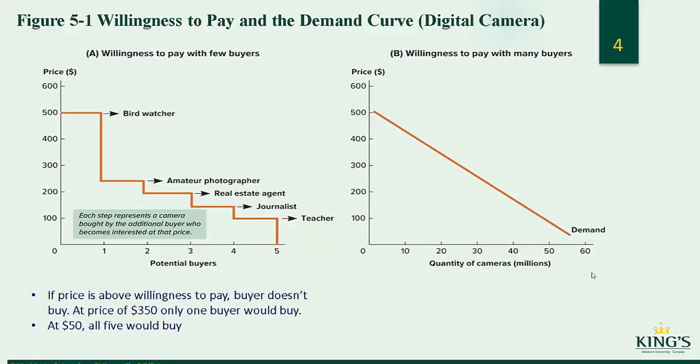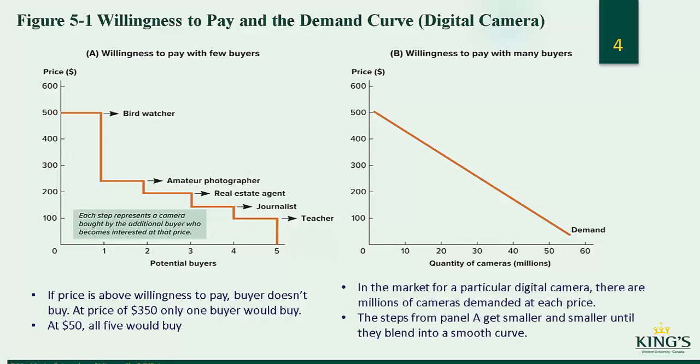So if you think of all of the buyers in the market, none of the buyers are going to purchase the camera if the price that they have to buy it at is above their willingness to pay. So each step down the demand curve shows how the marginal benefit decreases as more consumers enter the market. For example, the bird watcher values the camera at $500 while the teacher values it at only $100. This highlights how different buyers derive different levels of benefit from the same good, and those willing to pay more receive higher marginal benefit. The figure on the right is a much more smooth and continuous demand curve.